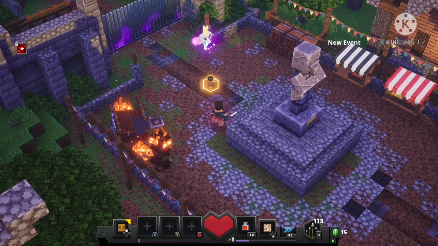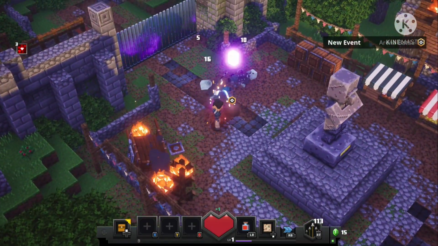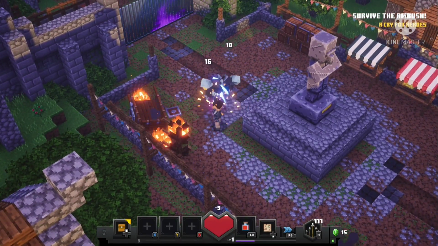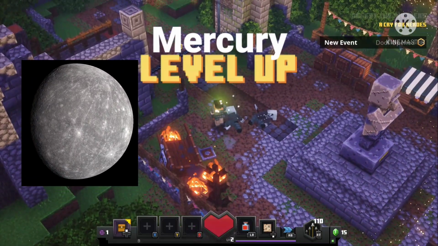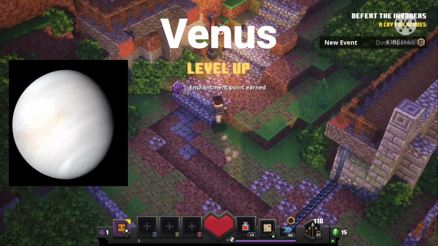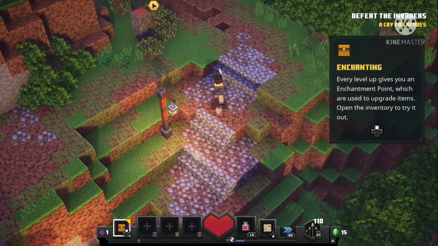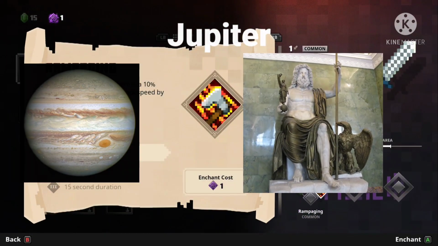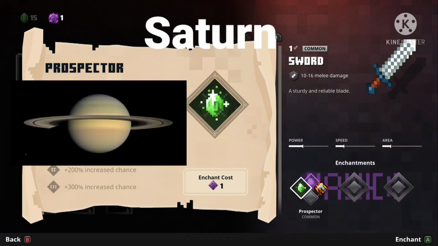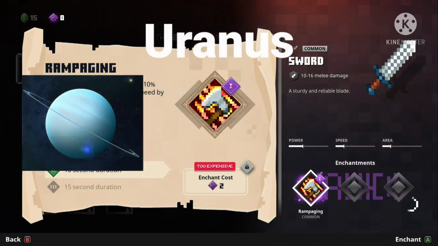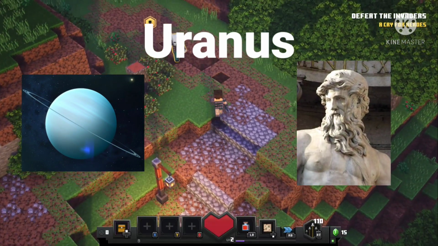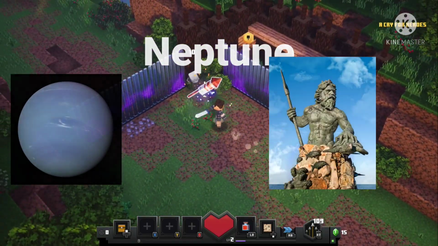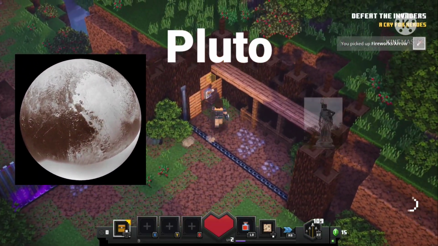Every planet except Earth, which is named after the Old English way of saying ground, is named after Roman and Greek gods and goddesses. They were named as follows. Mercury was named after the Roman god of travel, Venus was named after the Roman goddess of love and beauty, Mars was named after the Roman god of war, Jupiter was named after the king of the Roman gods, Saturn was named after the Roman god of agriculture, Uranus was named after the ancient Greek god of the sky and is the personification of heaven, Neptune was named after the Roman god of the sea, and Pluto was named after the Roman god of the underworld.